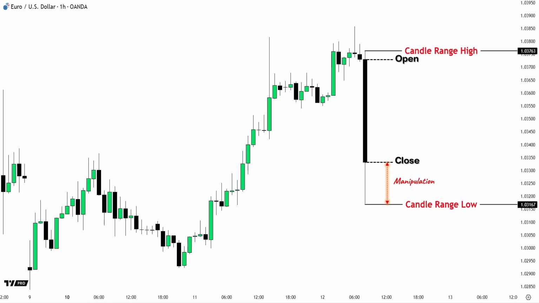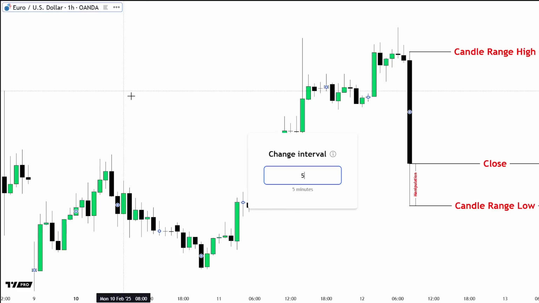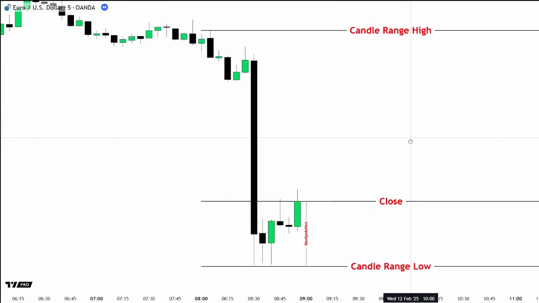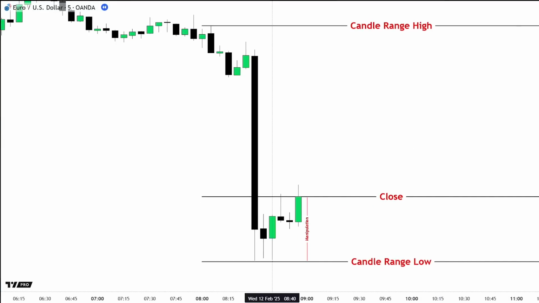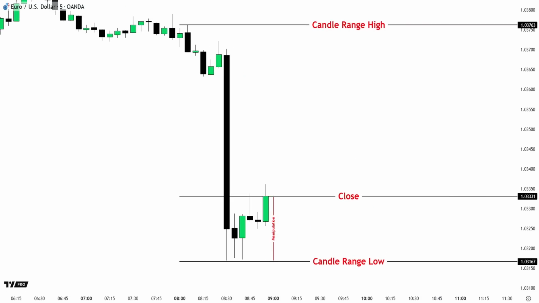Every time I spot a solid pullback candle on the higher time frames, I immediately zoom in to the lower time frames, because that's where the market maker's footsteps become crystal clear. Let's break it down.